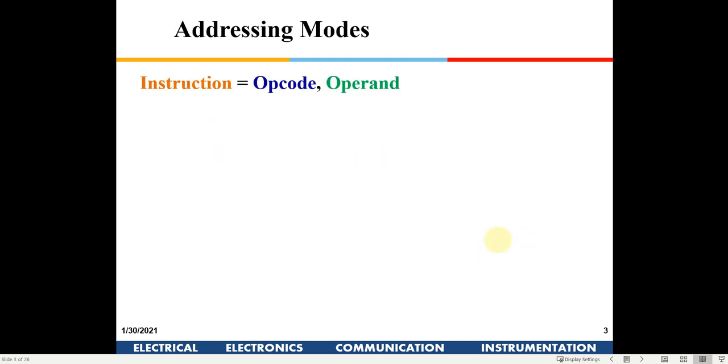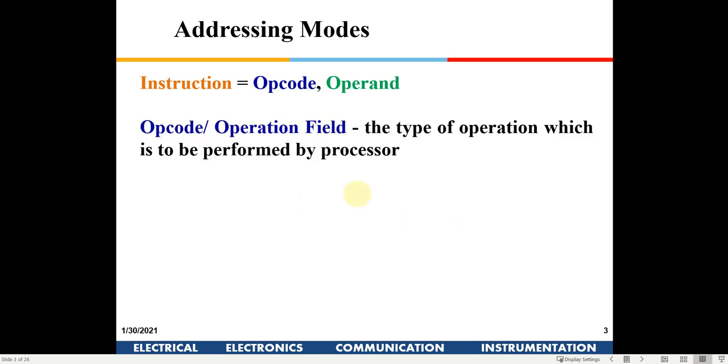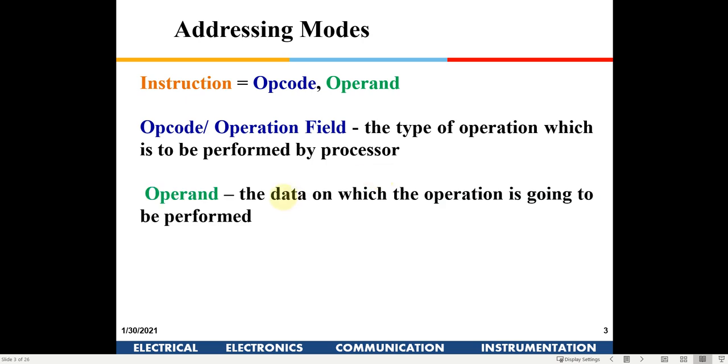Okay. So the general format of an instruction would be an opcode and an operand. Opcode or an operational field, the type of operation which is to be performed by the processor, that will be specified. So for data movement, the opcode will be move. For arithmetic operations, it could be a lot of other commands like add, subtract, division, and all. So the opcode means the type of operation which requires to be performed by the microprocessor.